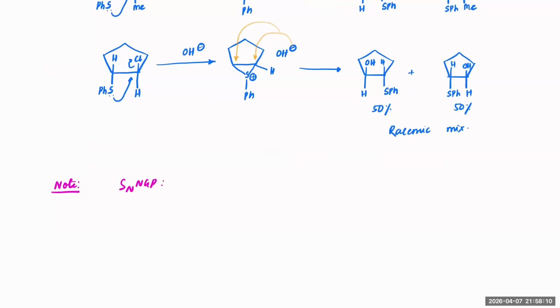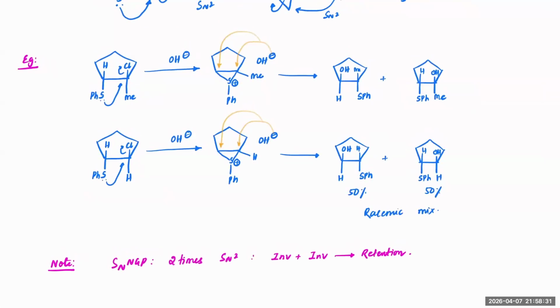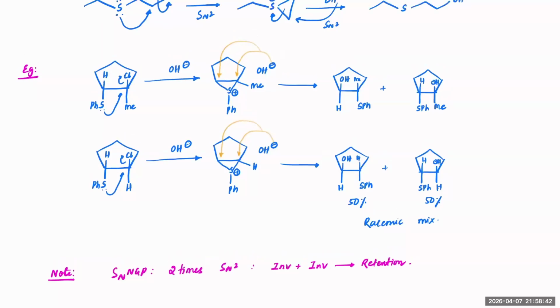As a short note, what you can learn is that SN with NGP is like two times SN2. That means first an inversion will happen, second an inversion will happen, and eventually you will end up getting a retention product. So two times when inversion happens, you get a retention product. Remember, retention is what you will expect whenever you have NGP.